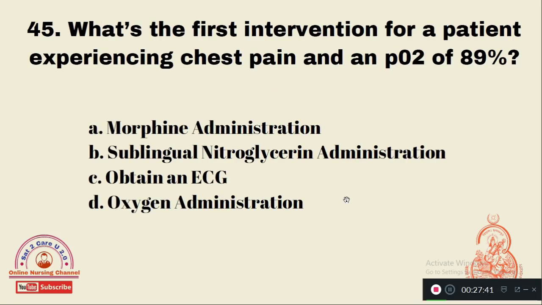Question number 45. What is the first intervention for a patient who is experiencing chest pain and his partial pressure of oxygen is 89%? Option A. Morphine administration. B. Sublingual nitroglycerin administration. Option C. Octane on ECG. And D is oxygen administration. So the first intervention when a patient having chest pain and the partial pressure of oxygen of 89% only means oxygen administration is right.